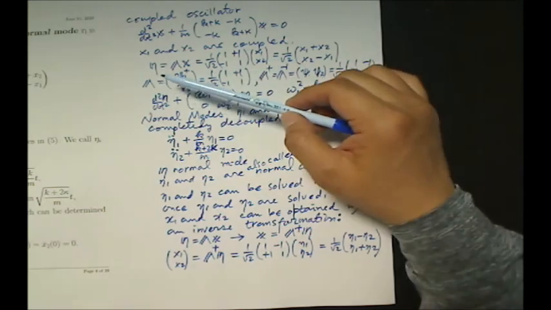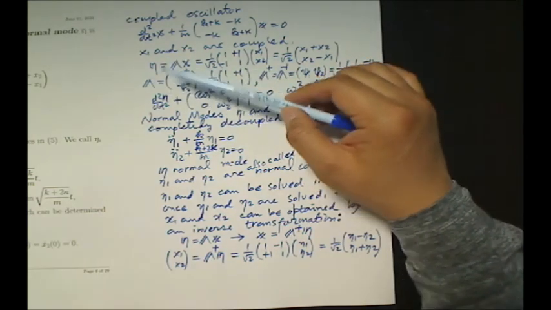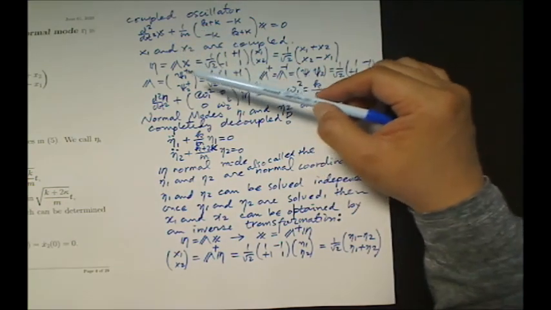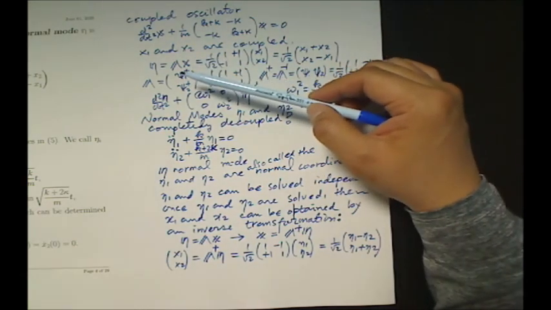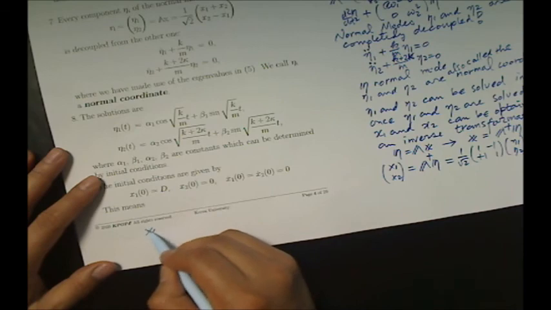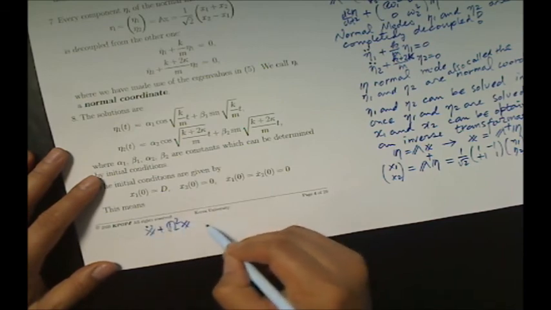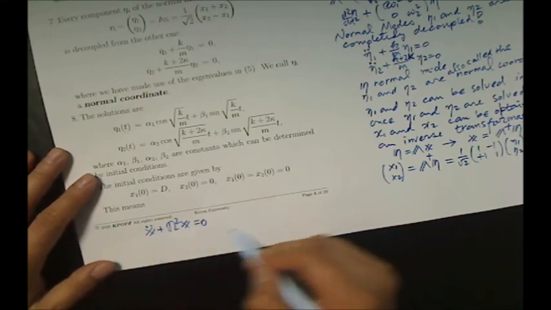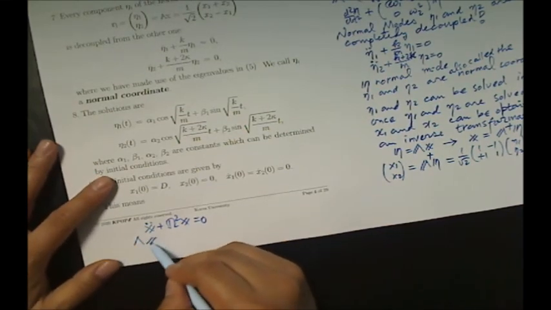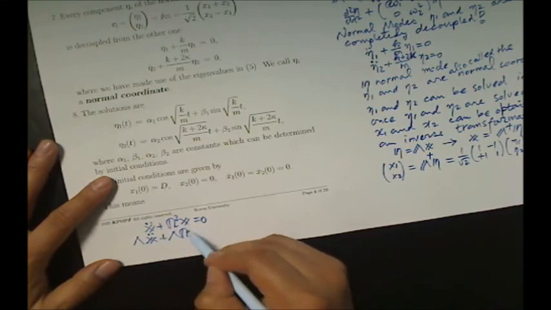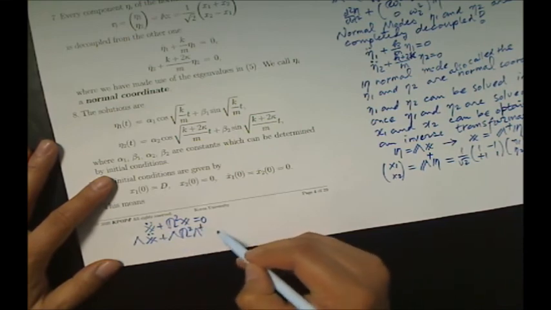Now we introduce the normal modes. If I multiply lambda to this matrix, it becomes this one, and the equation becomes diagonalized: x double dot plus omega squared x equals 0. We multiply lambda because it is unitary.